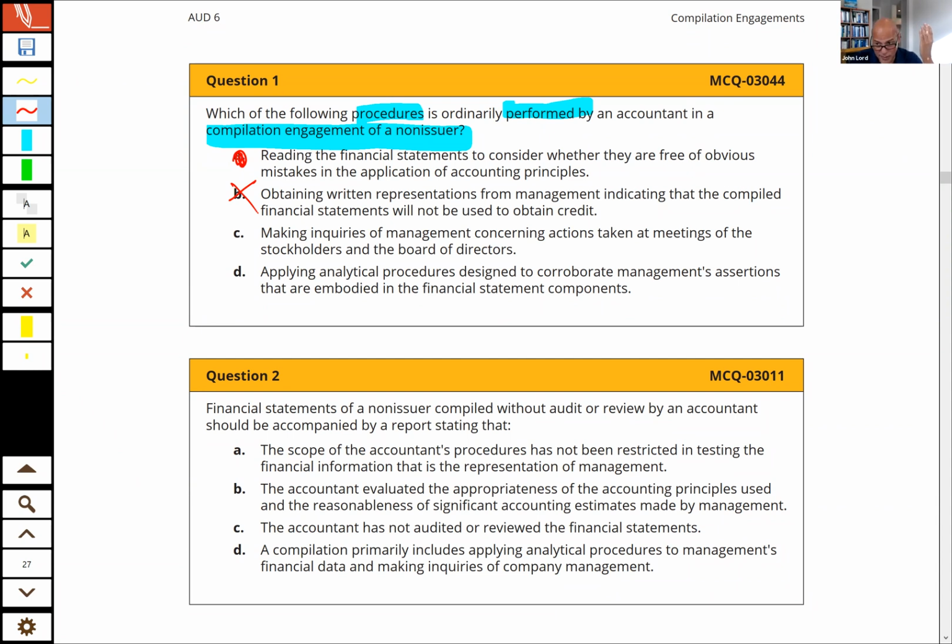C, making inquiries of management at the stakeholders board of directors meetings. First of all, I don't know that we are compiling statements for a public company here. And even more so, there was no discussion of inquiries. We simply read the financial statements for obvious errors.